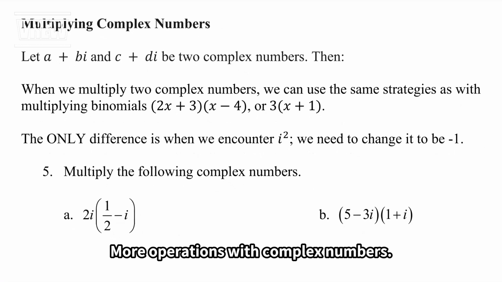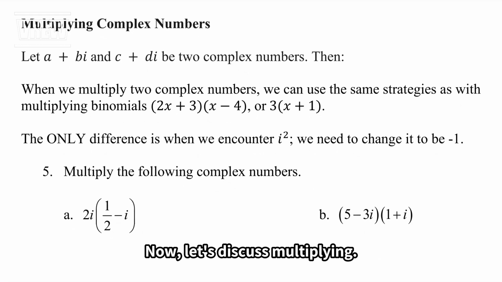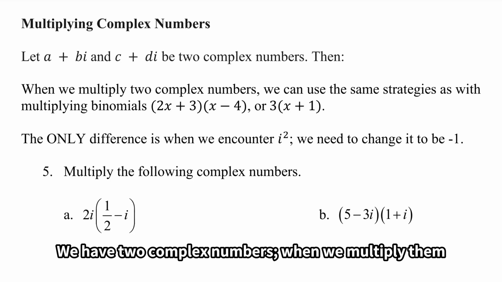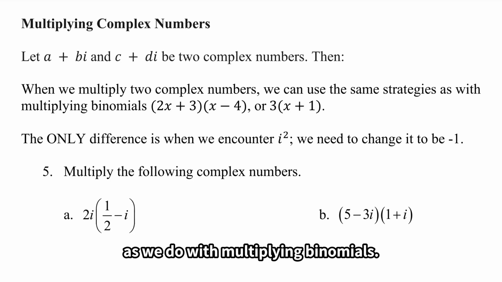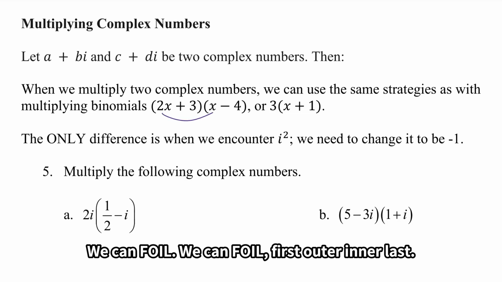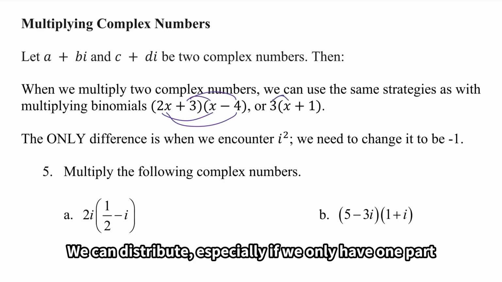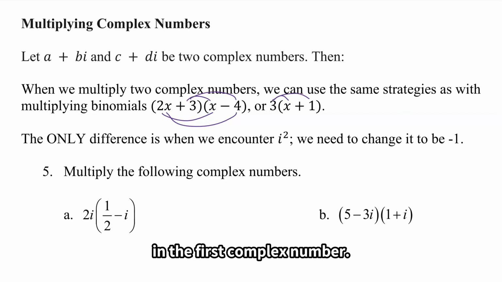More operations with complex numbers. Now let's discuss multiplying. We have two complex numbers. When we multiply them, we can use the same strategies as we do with multiplying binomials. We can FOIL: first, outer, inner, last. We can distribute, especially if we only have one part in the first complex number. We could use the box method.